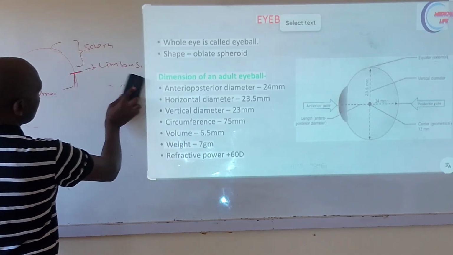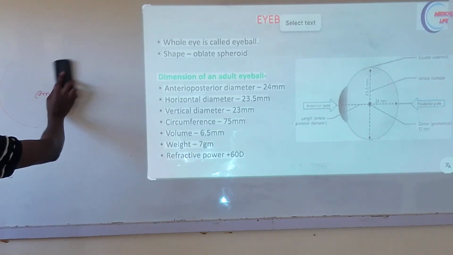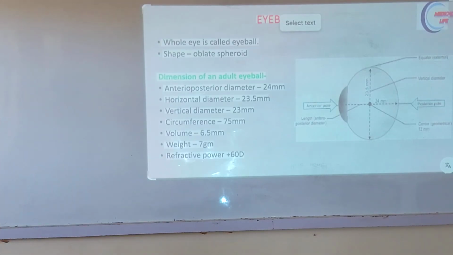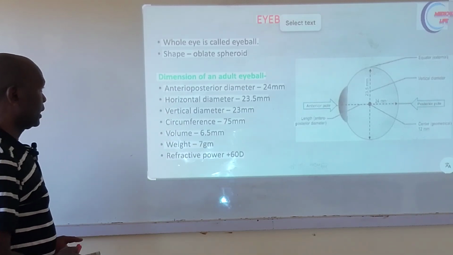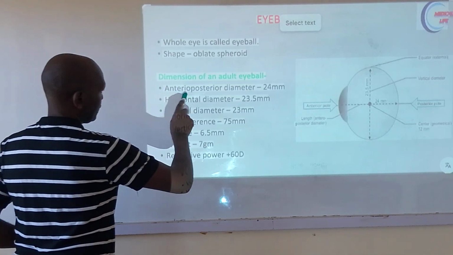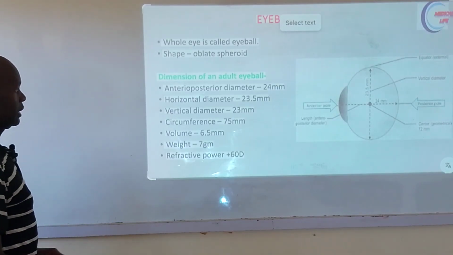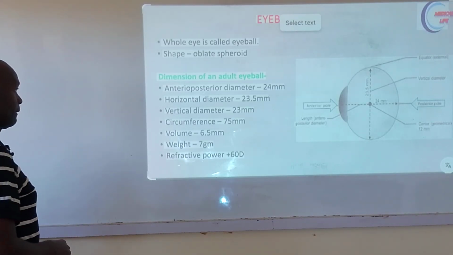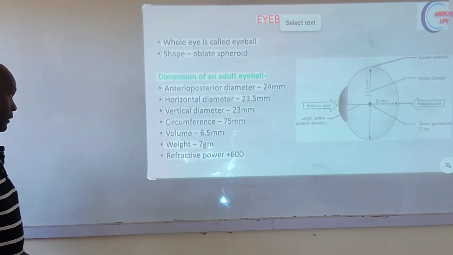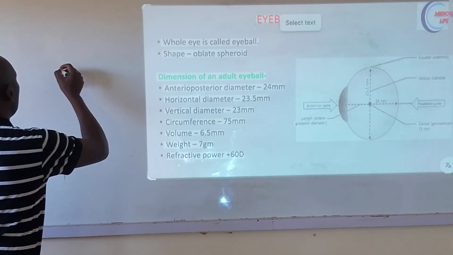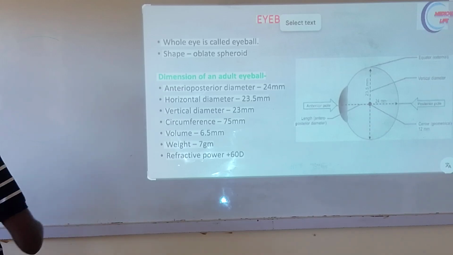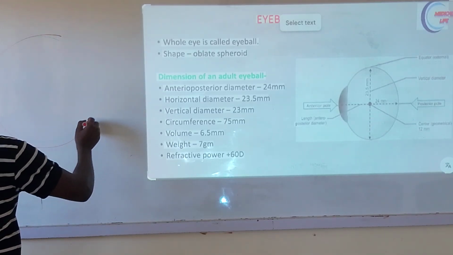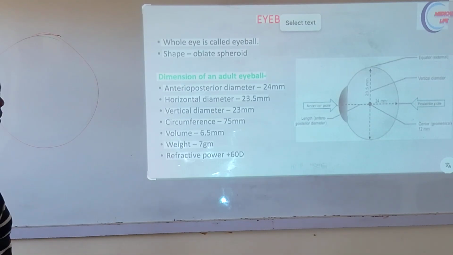It is a continuation in this slide again. But here now, there are other issues that have been added on. The axial length, which is also known as the anterior posterior diameter, we have already talked about it. It's about 24 millimeters. Then we have the horizontal diameter. Now there is a vertical. When you have the eyeball like this, let me use this.